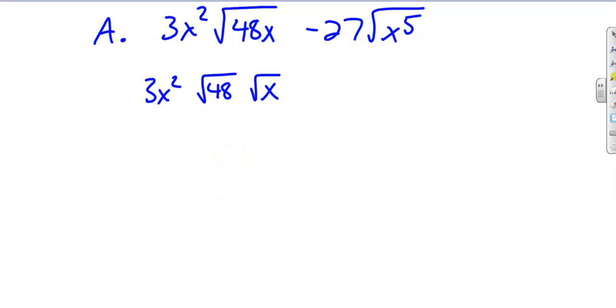you can divide it by 2, but if you think about some of the numbers, you could also do it as 3 times 16, which would be 48. So there's your perfect square with the 16, so you can make that 4 square root of 3.